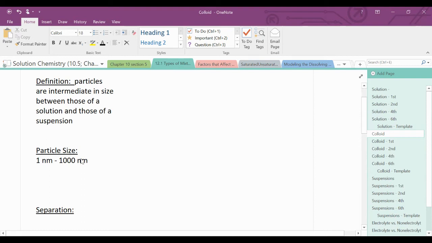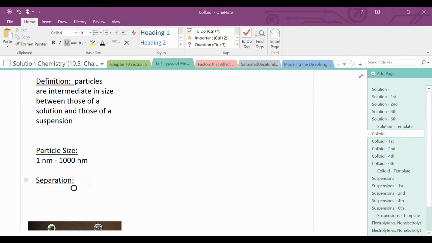All right, now typically, again, these particles are so small that we don't see them with our naked eye. So let's talk about how we separate out these particles. Okay. These can also not be separated by filtration.